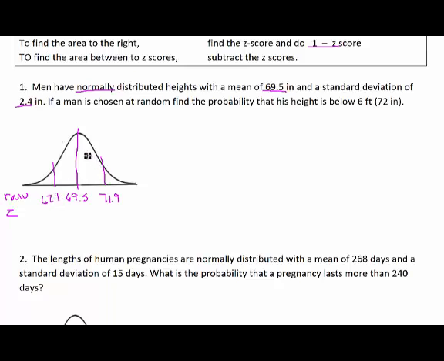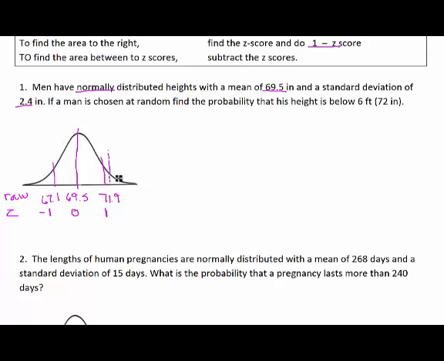Okay, all right, and if we changed those into z-scores, this would be 0, this would be a positive 1, this would be a negative 1. And what is it asking us? If a man is chosen at random, find the probability that his height is below 72 inches. So here is about, it's going to be real close to that first standard deviation.